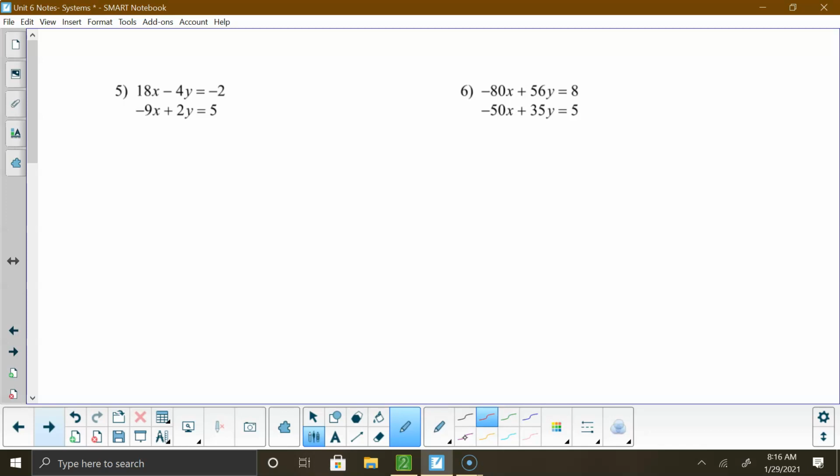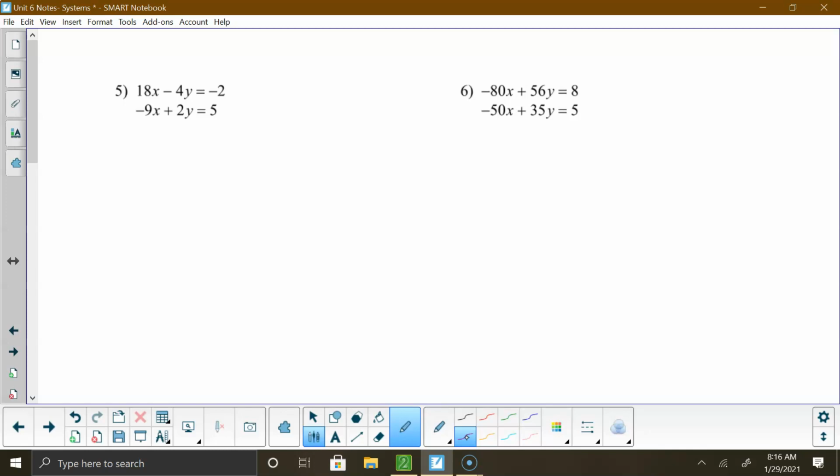So if I'm looking at number 5, what variable do you think you want to get rid of, x or y? Pick one. Come on, somebody pick one. Let's get rid of x.